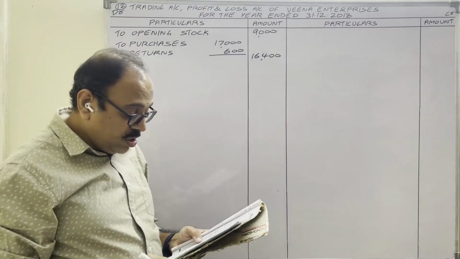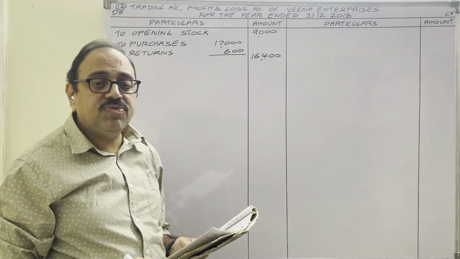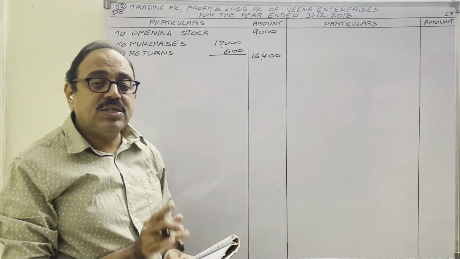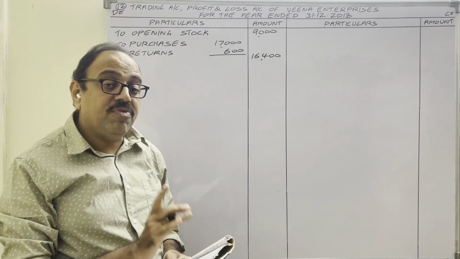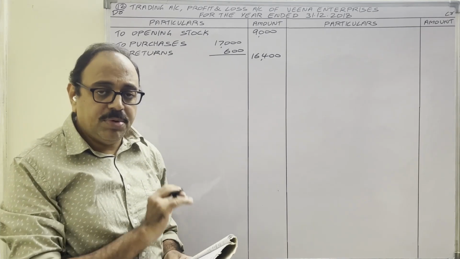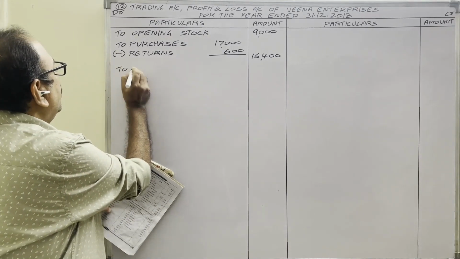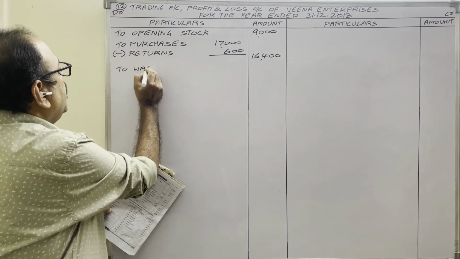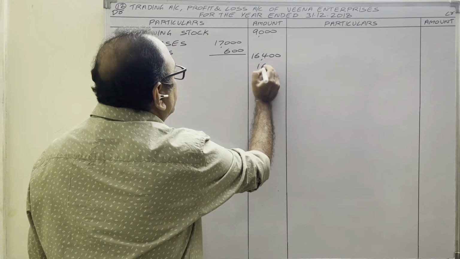Purchases, opening stock, returns, debtors, insurance, wages. Wages we pay to workers. Workers work in the factory. Factory related expenditure is manufacturing expenditure, meaning direct expenditure. On the trading account debit side we should show 1,600 to wages. No adjustment, therefore the amount in the outer column is 1,600.